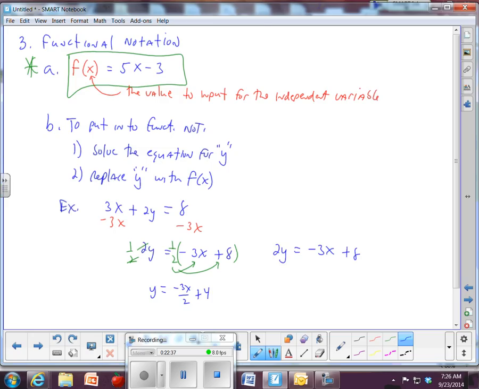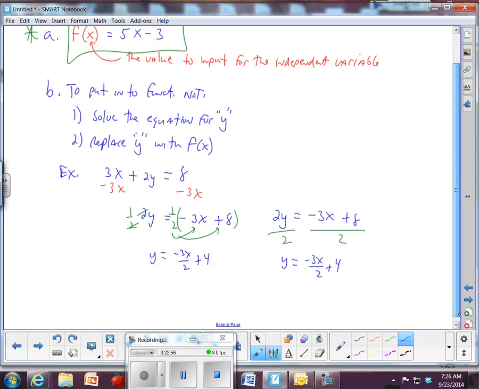I'll finish that off in a minute. Let's go to the right-hand side and get to that point as well. If you're going to do this method, you're going to divide both sides by 2. So you've got to remember that is a negative 3x over 2 plus an 8 divided by 2, which is 4. And notice, of course, we end up in the same place.